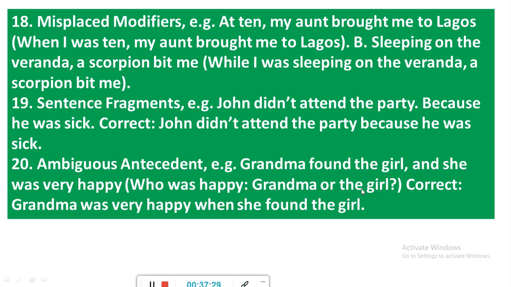Now we have to correct this so that we actually show who was exactly happy. Was it grandma or the girl? So when we correct it, what we have is, grandma was very happy when she found the girl. But when we say grandma found the girl and she was very happy, then it leaves room for confusion here, because the listener will be confused as to who was actually happy. Grandma found the girl quite all right. And who does she refer to? She certainly has an antecedent. Is grandma the antecedent of she or the girl? So that is what we call ambiguous antecedent. So to correct this, we can say grandma was very happy when she found the girl. All right?